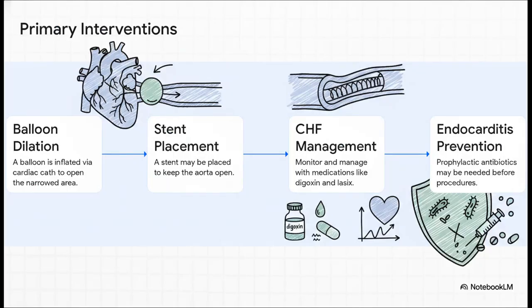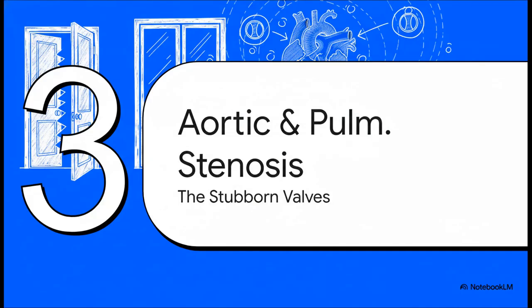Okay, so what do we do about it? Well, after the docs go in and do a balloon dilation or place a stent, our job kicks into high gear. We're on high alert, watching for bleeding, checking those pulses constantly. And remember, that little heart has been working overtime against that blockage, so a lot of these kids are in heart failure. We'll be managing that probably with meds like digoxin. And of course, there's the teaching, making sure the family knows all about preventing endocarditis, which is a big risk for these patients. All right, let's move on.